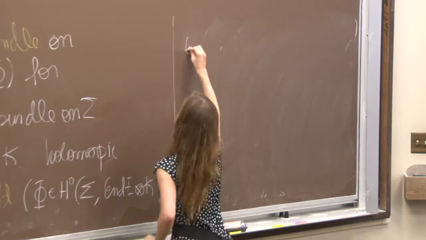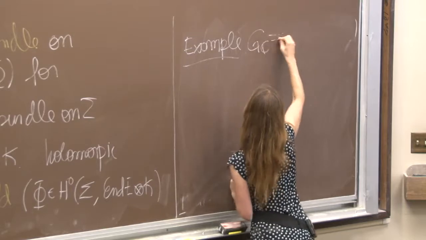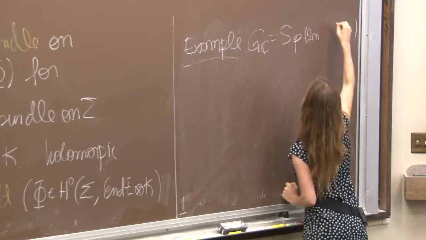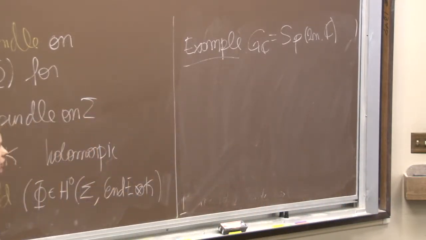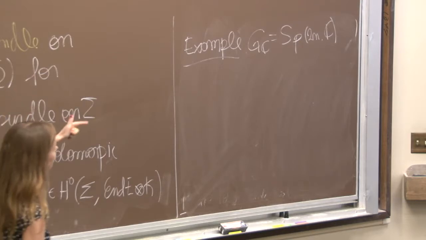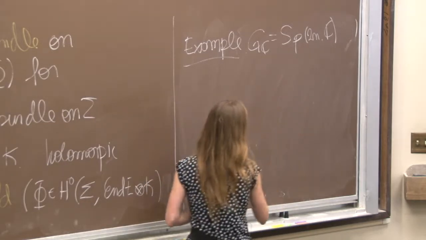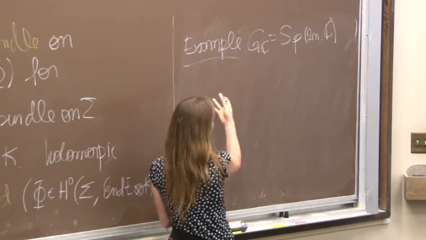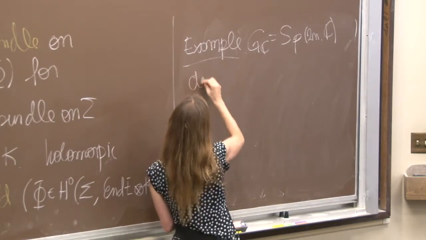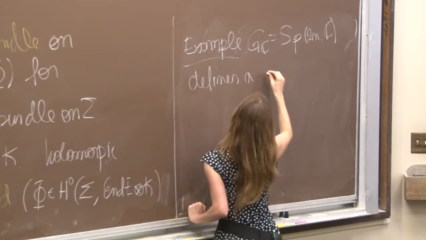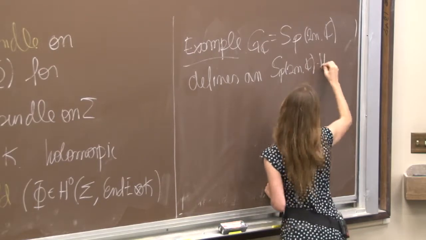So this is how it's going to work. For example, say that we take G_C equal to the symplectic group, Sp(2n, C). So what we're saying is we need to take a principal Sp(2n, C) bundle and a Higgs field, which is a holomorphic section of the adjoint bundle of P tensor with K. A principal Sp(2n, C) bundle has a representation which is given by a vector bundle with a symplectic form. So it defines an Sp(2n, C) Higgs bundle.